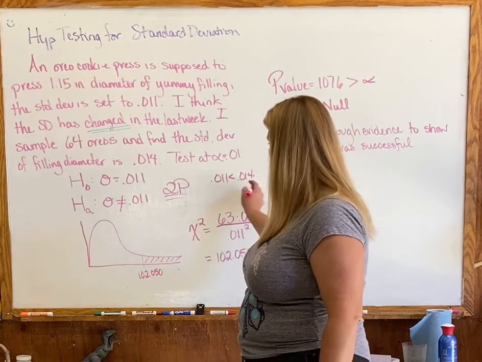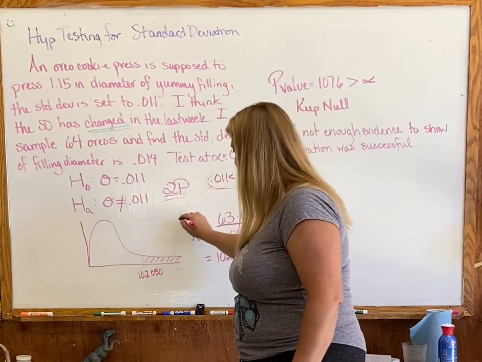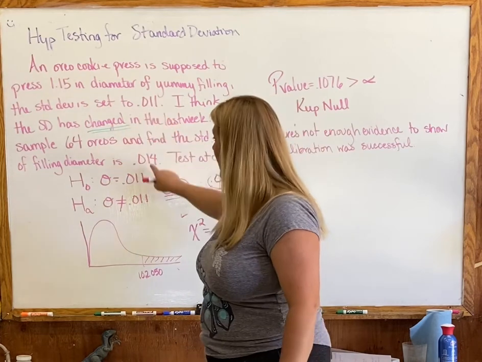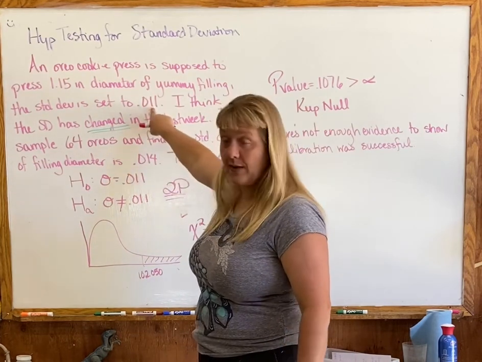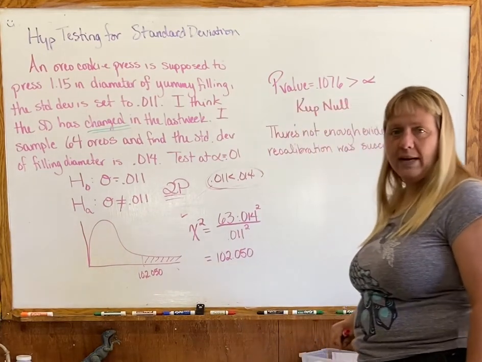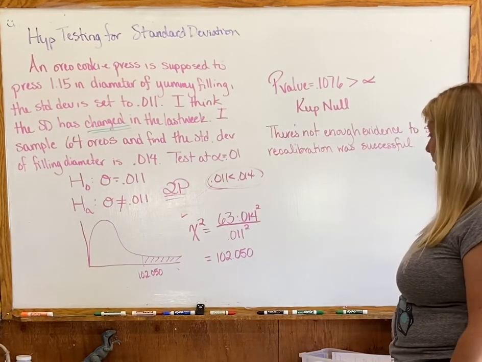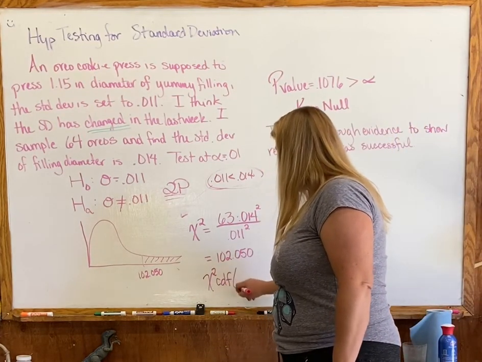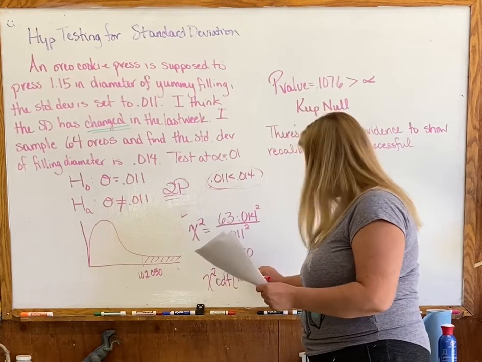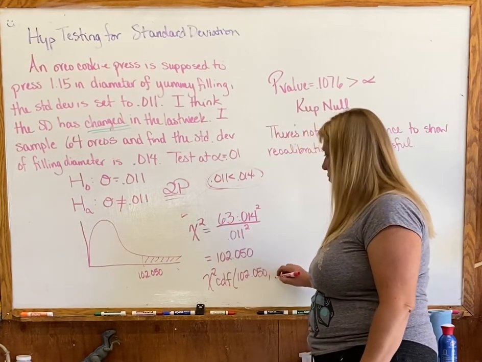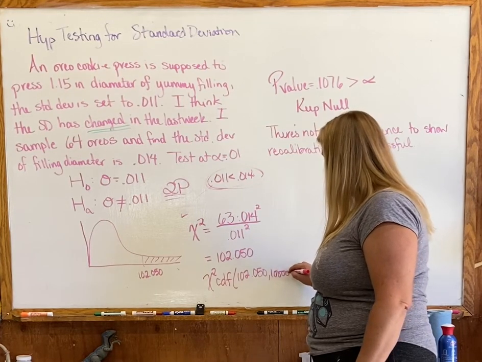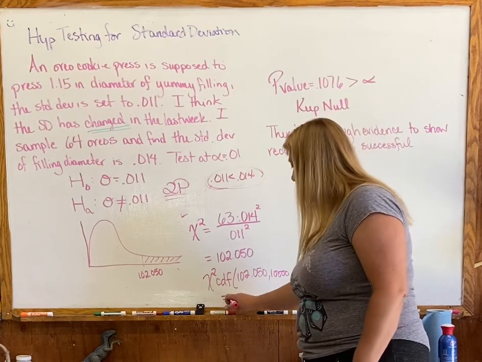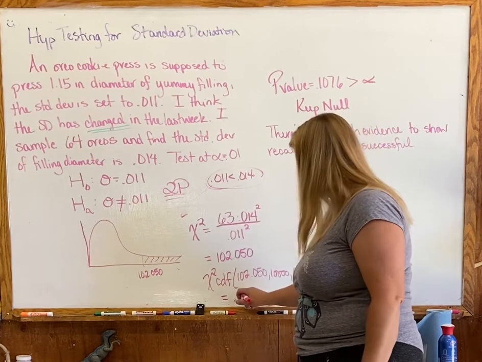Okay. And again, this value right here is what tells us what our graph looks like, because the hypotheses don't. So we had to look at the two values compared to each other. And since the sample is bigger than the original, we're going to the right-hand side. So we put that in our calculator. Our chi-square CDF, we're going from 102.050 all the way to 10,000, with 63 degrees of freedom. And hopefully you get, what did I get? I got 0.0013.